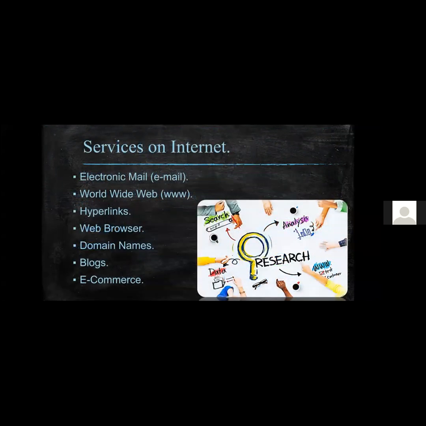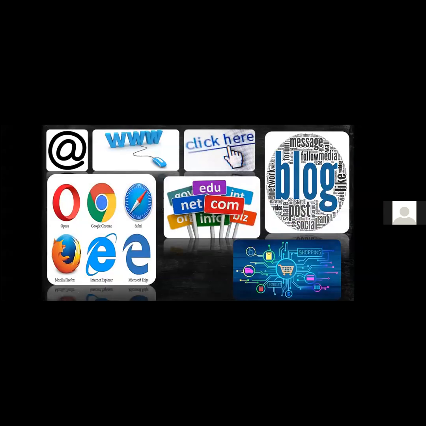Services on internet. First one is electronic mail, which is also known as email, the World Wide Web, www, the hyperlinks, web browser, domain names, blogs, etc. Here you can see a picture where @ means your email connection, your www, which serves as an internet. You can search anything, everything. Click here is also known as hyperlink, where you can click and you are redirected to a new page. Blogs is a message, you can post anything that's in your mind, and it goes global all over the world.